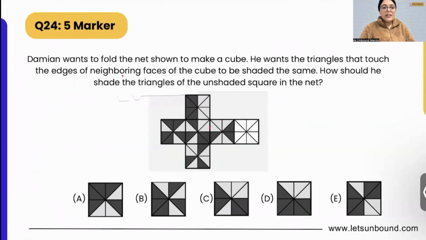Question 24. It says, Domain wants to fold the net shown to make a cube. He wants the triangles that touch the edges of neighboring faces of the cube to be shaded the same. How should he shade the triangles of the unshaded square in the net? Now you can have a look that this last one is the unshaded square, and we have to shade it in such a way that it should touch the edges of the neighboring faces of the cube.